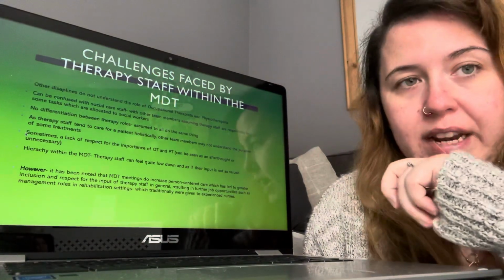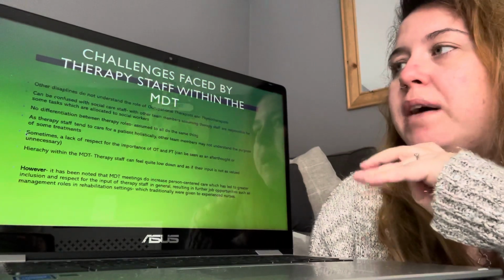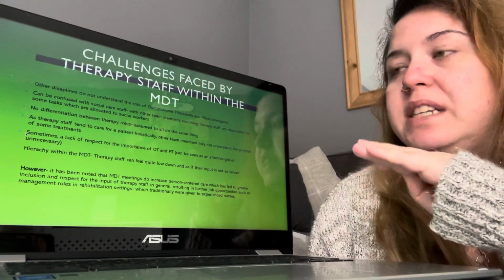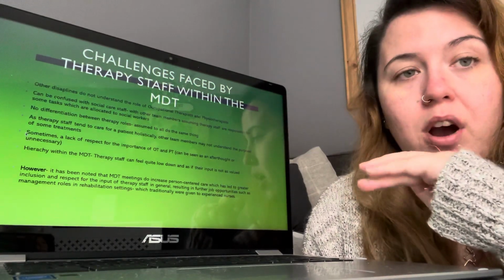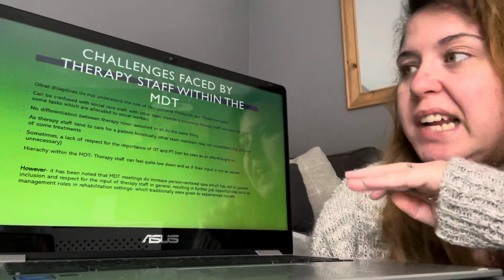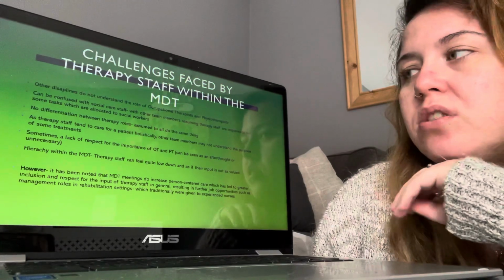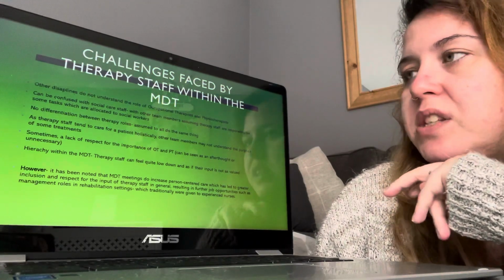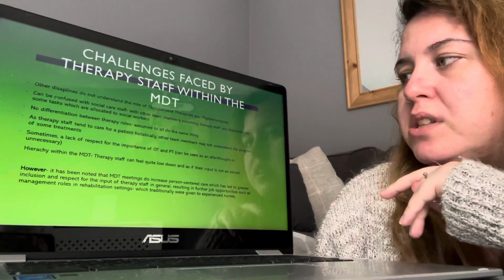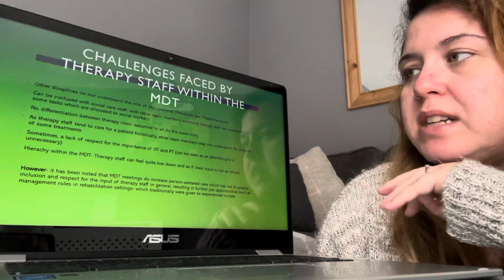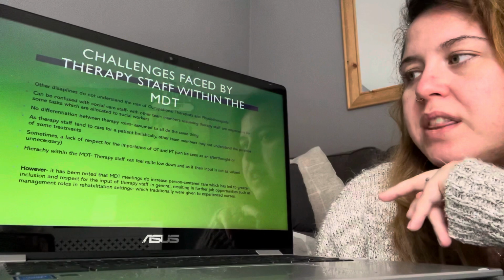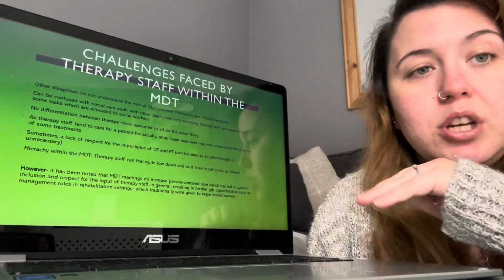So I thought it would be really interesting to speak to some of my colleagues at work about some of the challenges that they feel they face as therapy staff within the MDT. I spoke with some of my occupational therapist colleagues and also some physiotherapists, and these were some of the themes that I identified. Other disciplines do not understand the role of occupational therapists and physiotherapists, and they can be confused with social care staff, with other team members assuming therapy staff are responsible for some tasks which are allocated to social workers. There is no differentiation between therapy roles, so that they're all assumed to do the same thing.